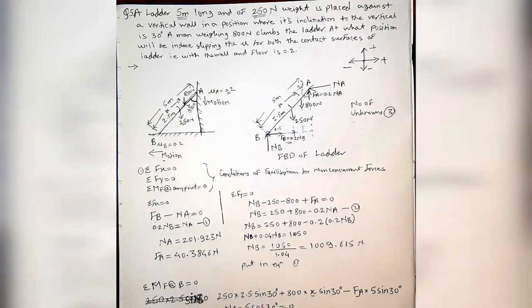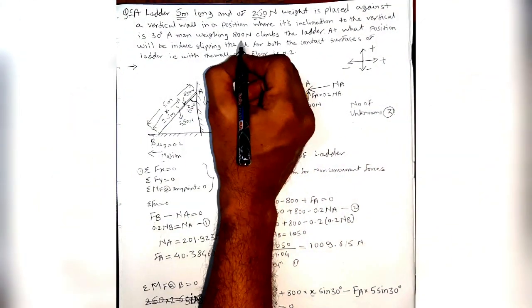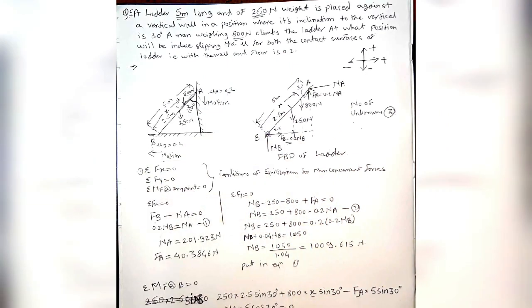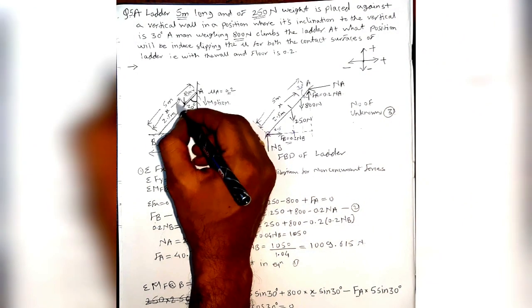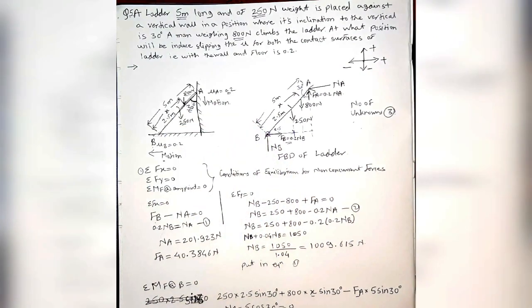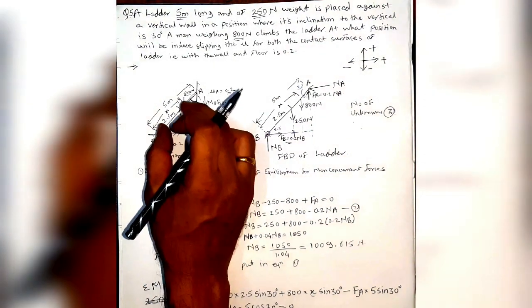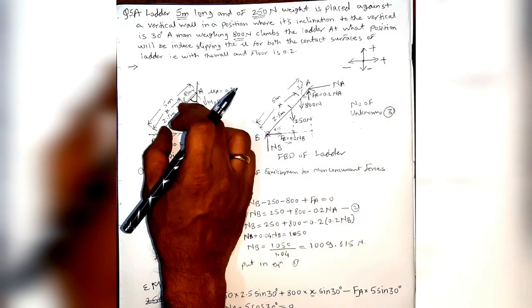A man weighing 800 Newton, so weight of man is given 800 Newton, climbs the ladder, and at what position will slipping be induced? So we have to determine this distance, let's say we have named it as distance x. At this position of the man, the ladder will start slipping.